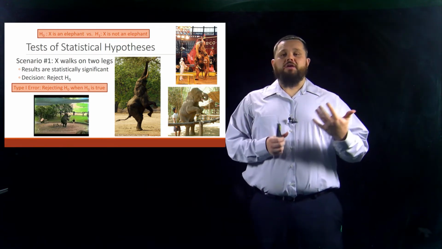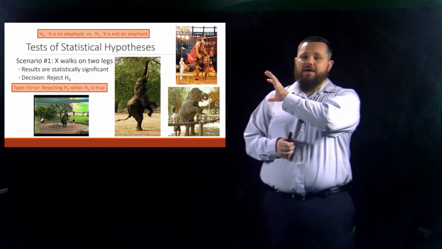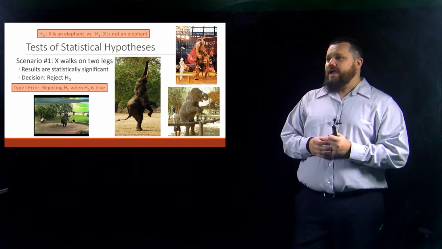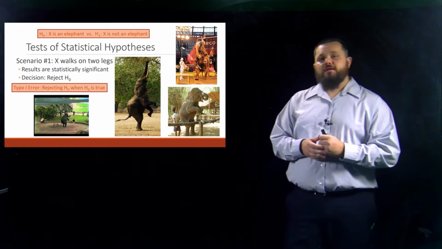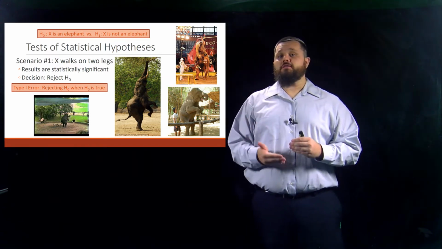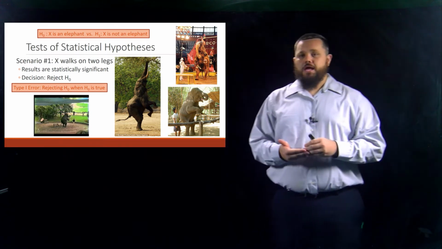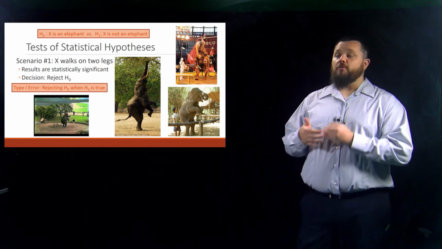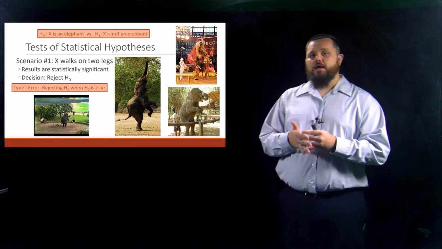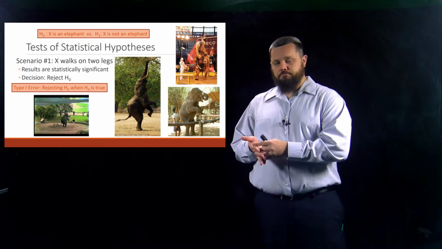If that were the case, if we happen to have one of these animals as X, then we would have made a mistake. Our decision to reject the null hypothesis would have been incorrect. That would have been an error. Formally, that's called a type 1 error.